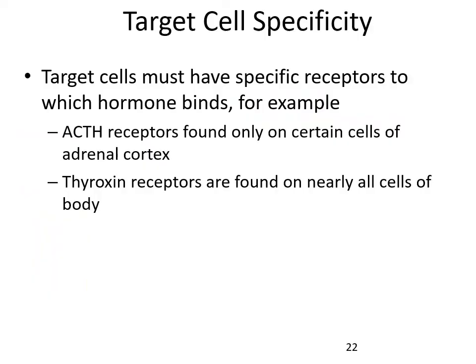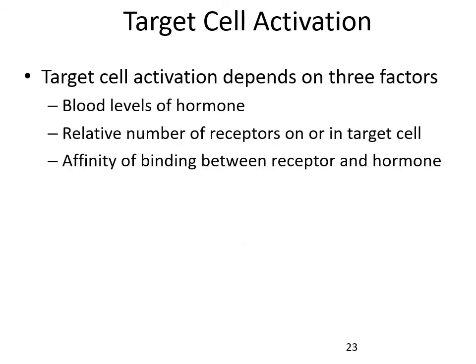cyclic AMP second messenger. So, in order for a target cell to respond, target cells must have specific receptors to which the hormone binds. For example, ACTH receptors are only found on certain cells of the adrenal cortex, but thyroxine receptors are found on nearly all cells of the body. So it just depends on what the hormone is.